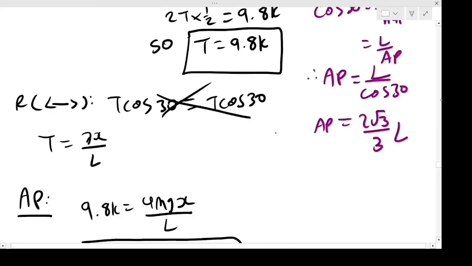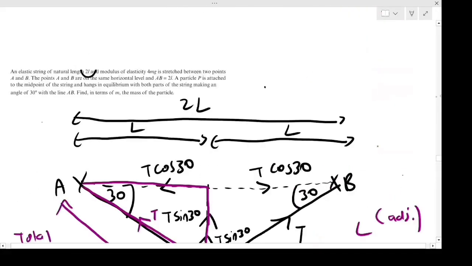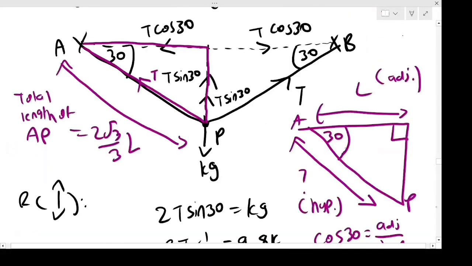So again, that's the whole idea. Like with the last example, we can just consider one side A to P, so we can just consider that string A to P there. And then we can work out the length using SOHCAHTOA, and then go from there. Okay, but that's it.